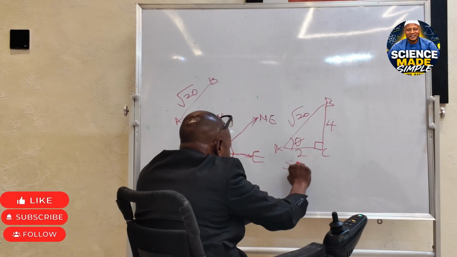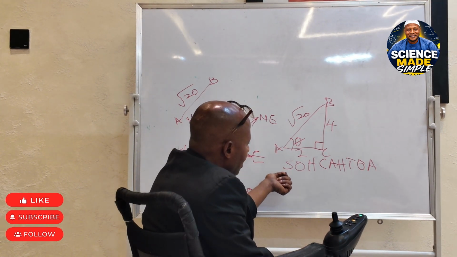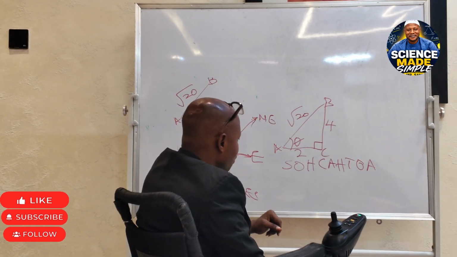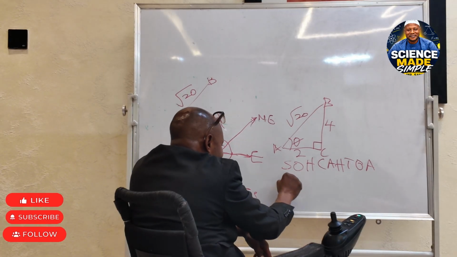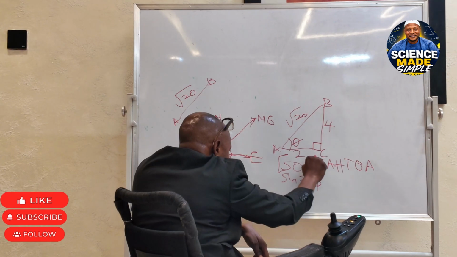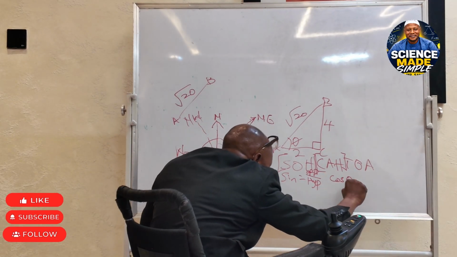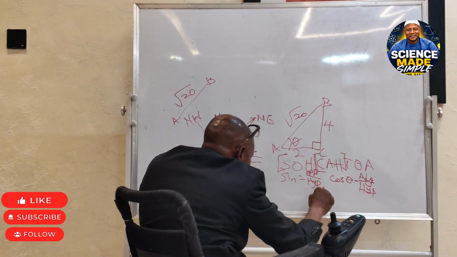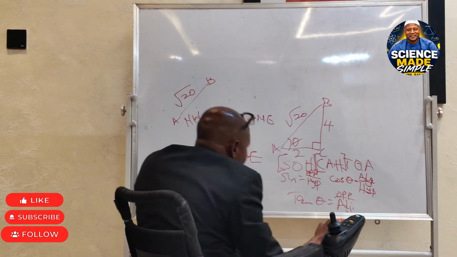We are going to use what is called SOHCAHTOA. This SOHCAHTOA is used in relation to right angle triangle. You can only use it for right angle triangle. You can't use it if the triangle is not a right angle triangle. Just note, you can't apply it to all triangles. This S here means sine. Sine theta is equal to opposite over hypotenuse. Then CAH: cos theta is equal to adjacent over hypotenuse. That's the second. The last one, TOA, which is tan theta, is equal to opposite over adjacent.